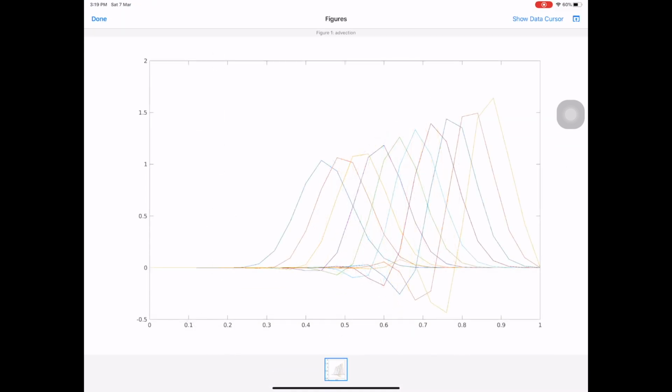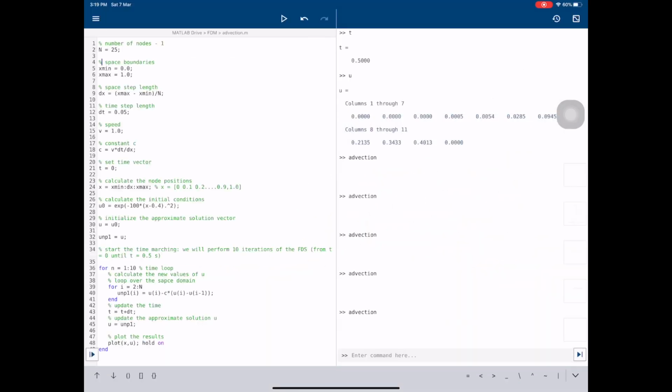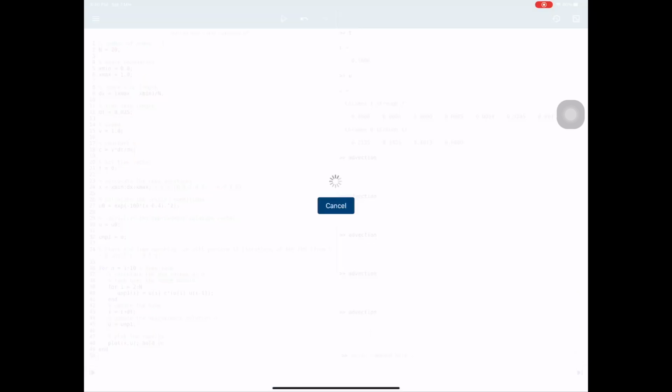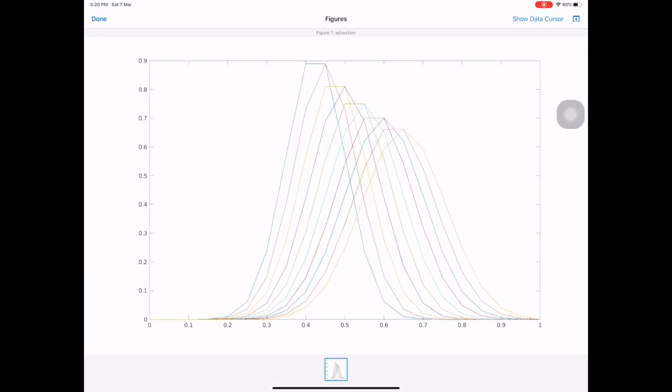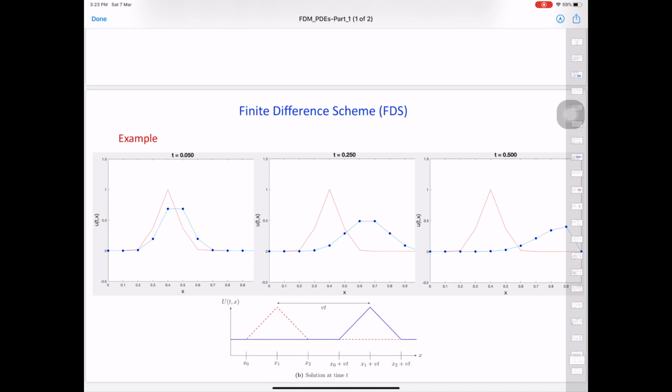There is still numerical instability. So let me close the figure, then probably put n equal to 20, then decrease the time step length. Run. Okay, it's much better, but there is still dissipation. There is dissipation.